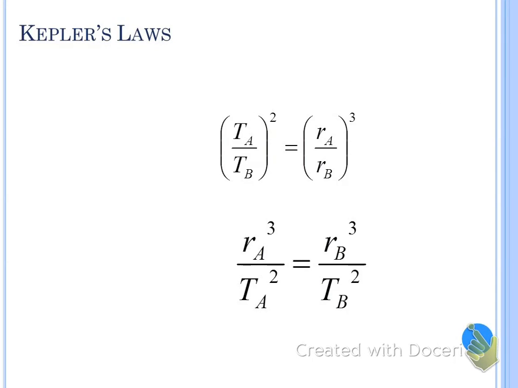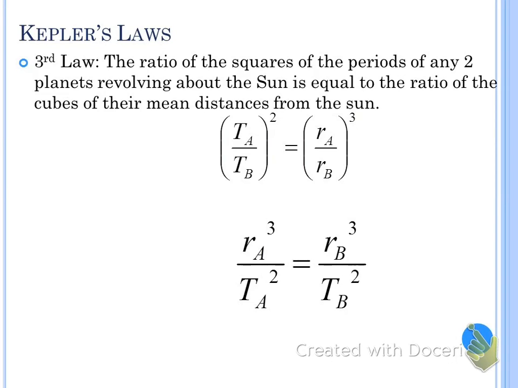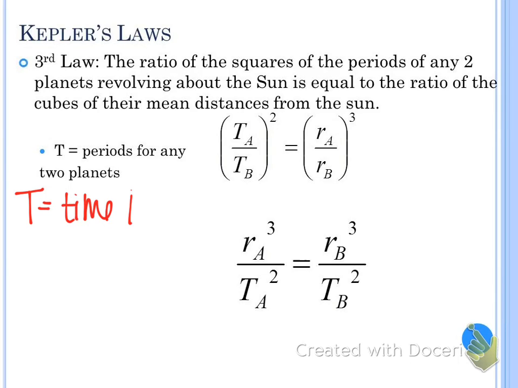So now we'll move on to Kepler's third law, which has an equation that goes with it. And let me just talk through the law here a little bit and you can write down that equation. So the third law says the ratio of squares of the periods of any two planets revolving around the sun is equal to the ratio of the cubes of their distances from the sun. Okay, so T is the period for any two planets. Remember, T, or period, is the time it takes for one revolution.